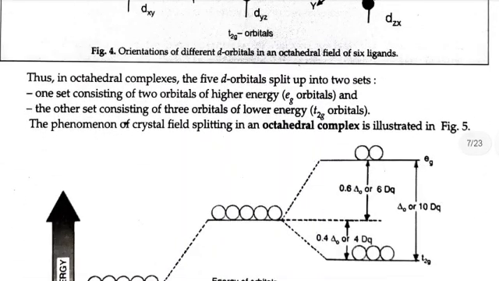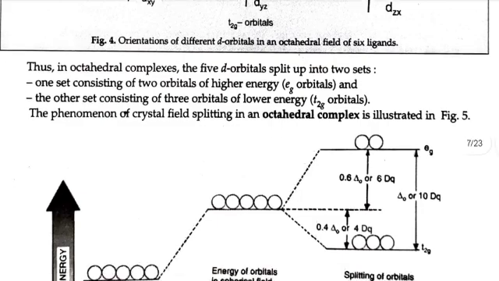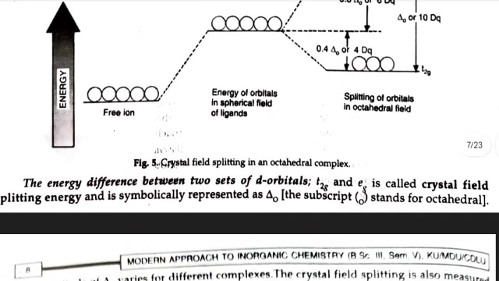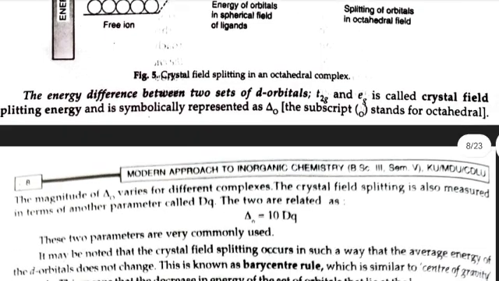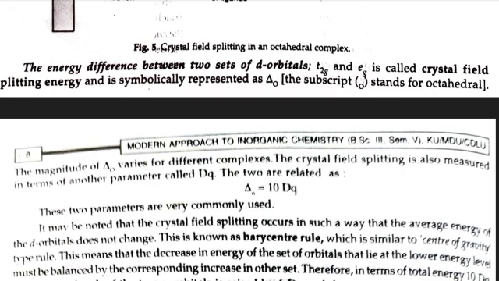Thus, in octahedral complexes, the 5d orbitals split up into two sets. One set consists of two orbitals of high energy, the eg orbitals, and the other set consists of three orbitals of lower energy. This is the phenomenon of crystal field splitting in an octahedral complex. The energy difference between the two sets of d orbitals, t2g and eg, is called the crystal field splitting energy and is symbolically represented as delta naught. The subscript stands for octahedral. The magnitude of delta naught varies for different complexes. The crystal field splitting is also measured in terms of another parameter called Dq. The two are related as delta naught equals 10 Dq.